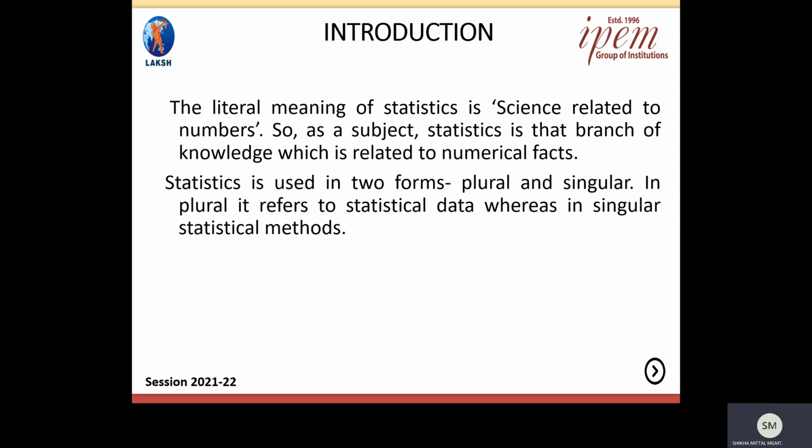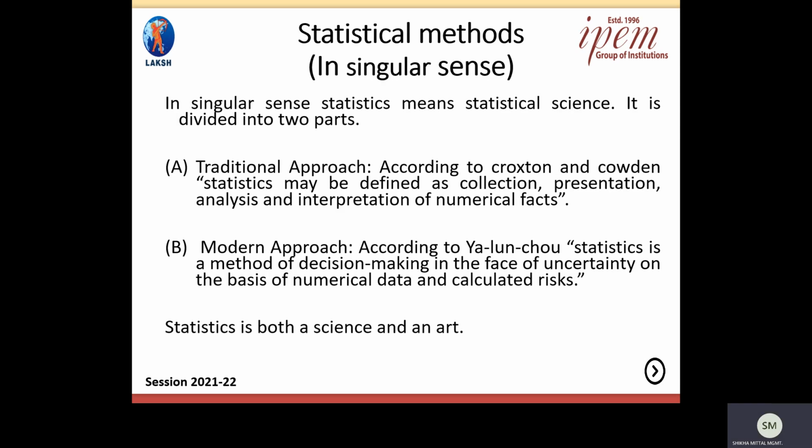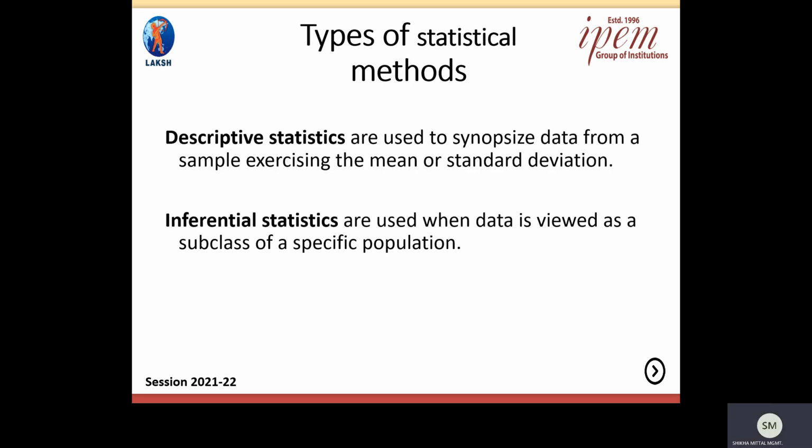So the basic meaning of statistics is science related to numbers. As a subject, statistics is that branch of knowledge which is related to numerical facts. It is basically used in two forms, plural and singular. In plural, it refers to statistical data, whereas in singular, it means statistical methods. Now, what are the two types of statistical methods? One is descriptive and second is inferential statistics.